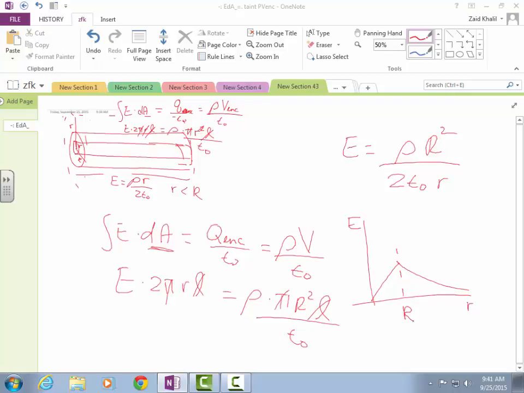No. Think about this electric field. If you go out to infinity, what should the electric field be? 0. That's right. That's going to go to 0.